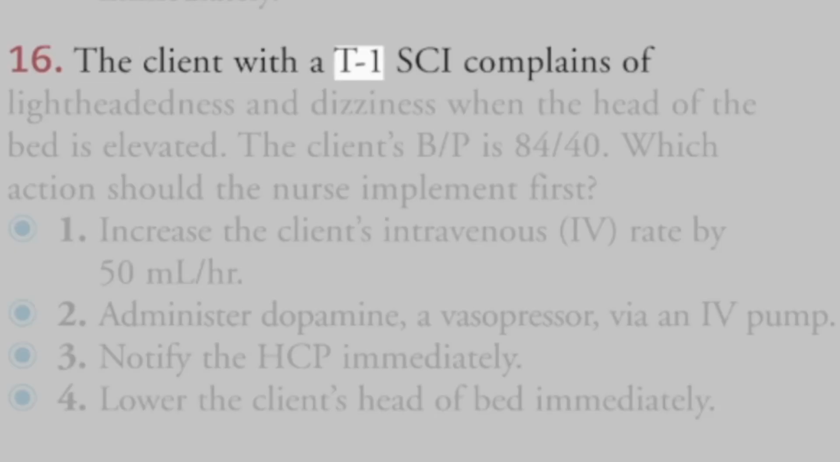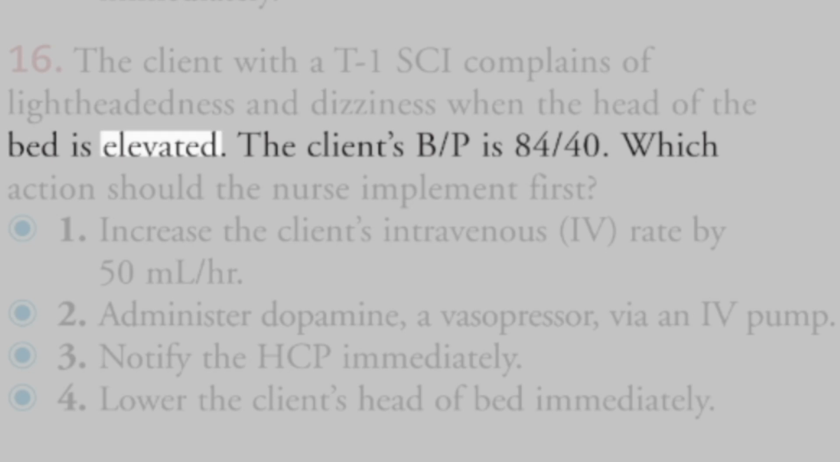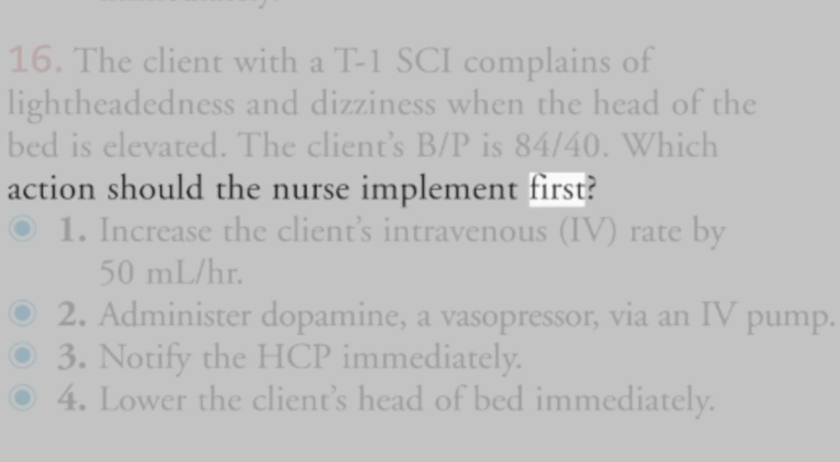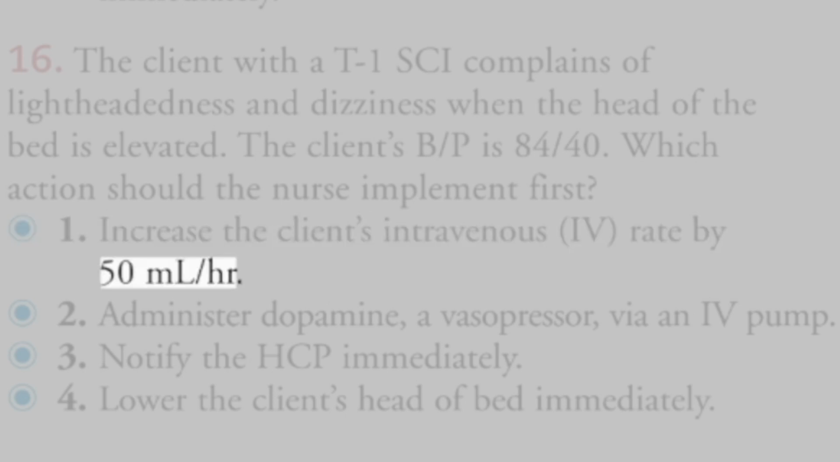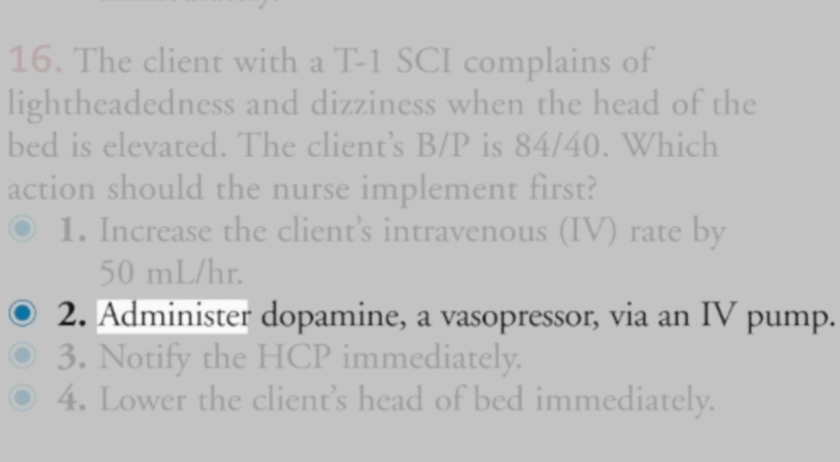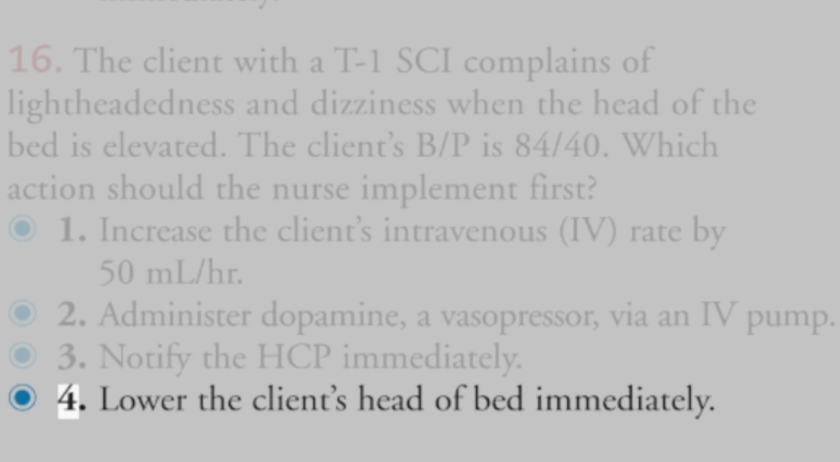16. The client with a T1 SCI complains of lightheadedness and dizziness when the head of the bed is elevated. The client's B/P is 84/40. Which action should the nurse implement first? 1. Increase the client's intravenous rate by 50 milliliters per hour. 2. Administer dopamine, a vasopressor, via IV pump. 3. Notify the HCP immediately. 4. Lower the client's head of bed immediately.